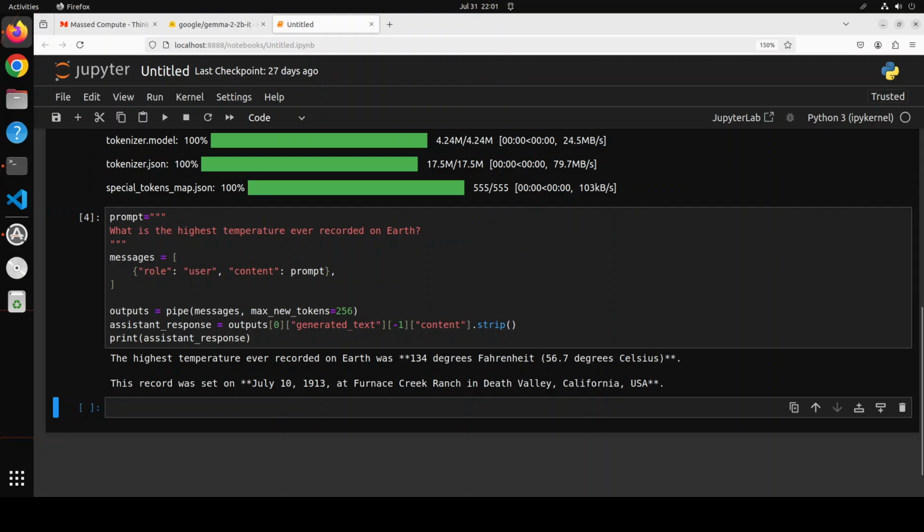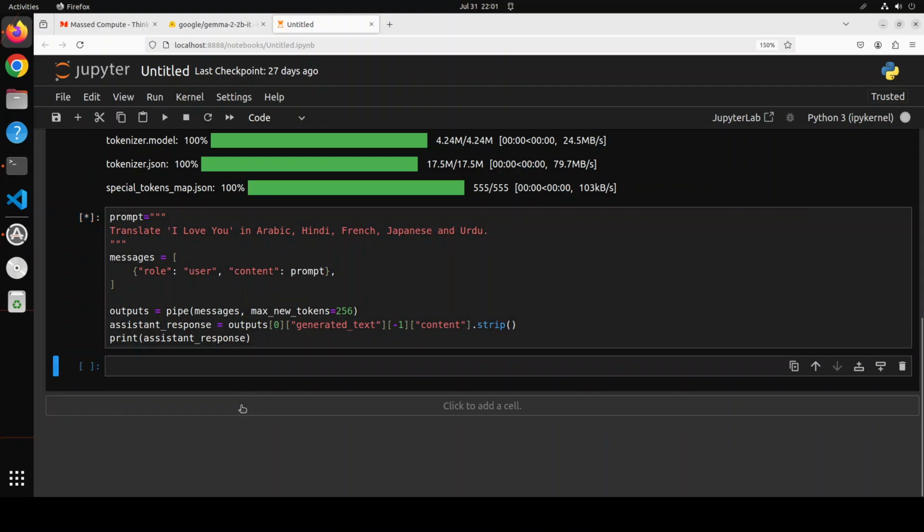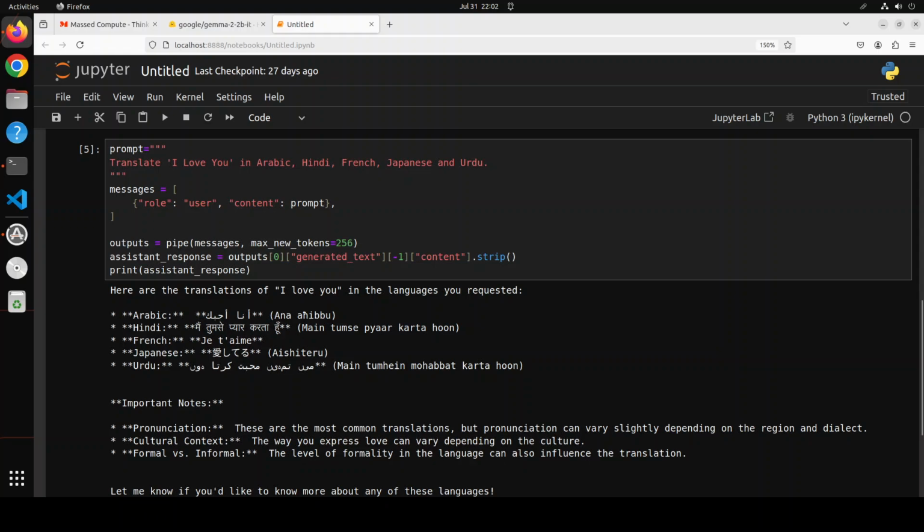Okay. Let's try out another one. Now I'm going to try out multilingual stuff. So I'm asking it, translate I love you in Arabic, Hindi, French, Japanese, and Urdu. Let's see if the model is able to do the multilingual stuff. And you see, though the model card says that it doesn't know other languages, it is just English, it does. Arabic is good, Hindi is good, French is good, Japanese is good, and even Urdu is good. So its training data set is quite varied.